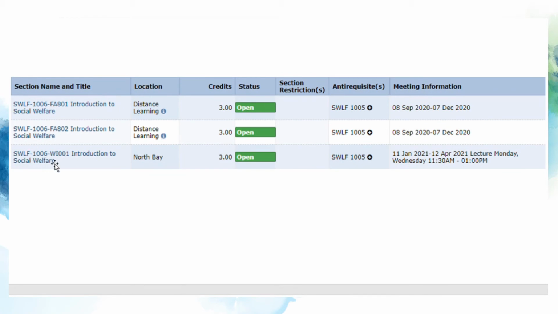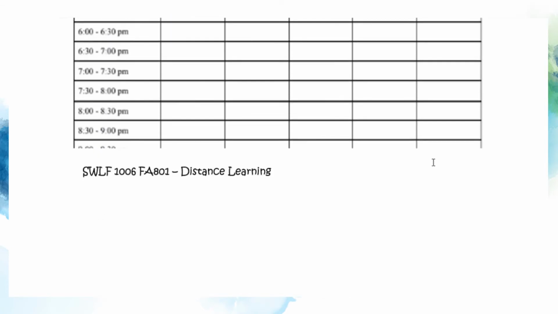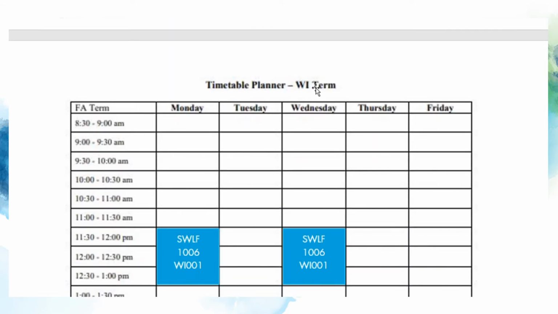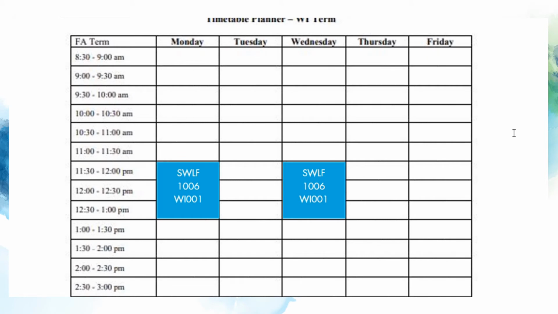Social Welfare 1006, if choosing it in the winter term, is offered on campus with meeting times of Mondays and Wednesdays from 11:30 a.m. to 1 p.m. And it would look like this on our winter timetable. On-campus courses are at least 3 hours per week. If you notice that you've written down less than 3 hours for any on-campus winter course, be sure to check WebAdvisor to see what you may have missed.